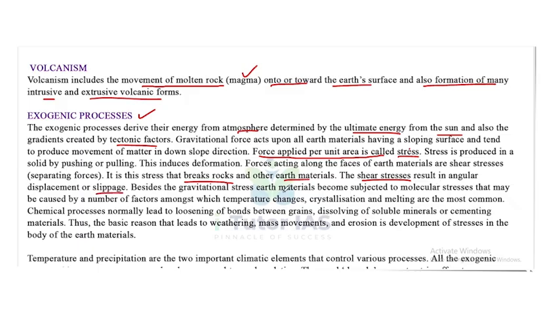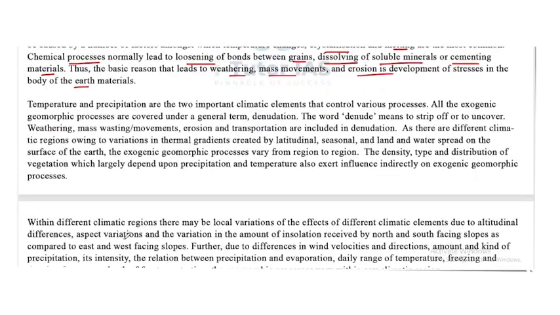Besides the gravitational stress, earth materials become subjected to molecular stresses that may be caused by a number of factors, amongst which temperature changes, crystallization and melting are the most common. Chemical processes normally lead to loosening of bonds between grains, dissolving of soluble minerals or cementing materials. Thus, the basic reason that leads to weathering, mass movements and erosion is the development of stresses in the body of the earth material. Temperature and precipitation are the two important climatic elements that control various processes.